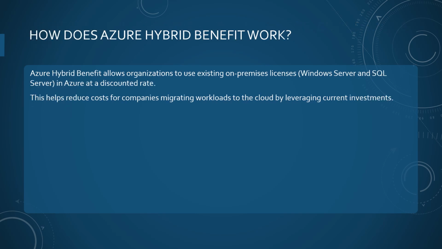How does Azure Hybrid Benefit work? Azure Hybrid Benefit allows organizations to use their existing on-premises licenses in Azure at a discounted rate. It helps reduce the company's cost by migrating workloads to the cloud while leveraging current investments.